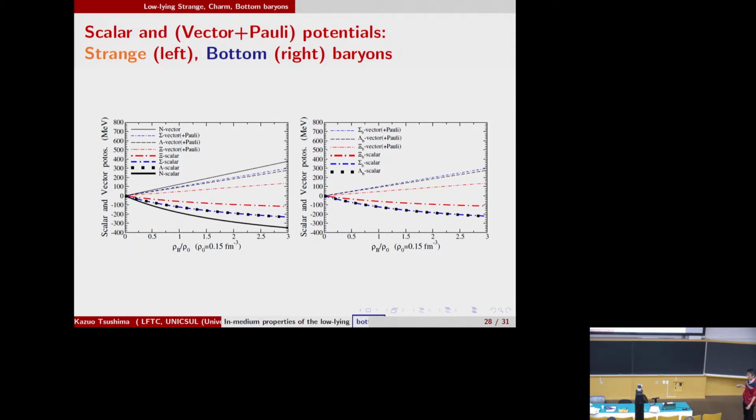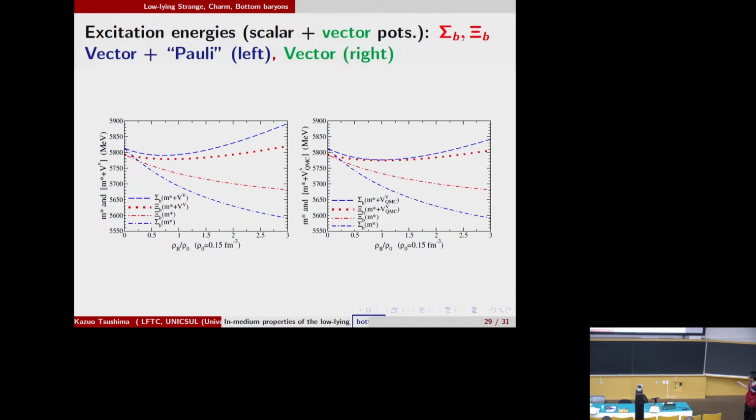It's usually sigma and lambda mixing or another mechanism. Then to calculate the energy levels, that sigma-lambda difference must be included. They break SU(3) symmetry. Then such vector potentials influence the cascade B and sigma B cases. How does it happen? Then this one.